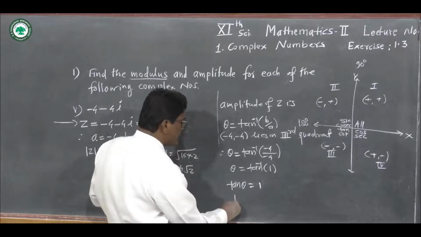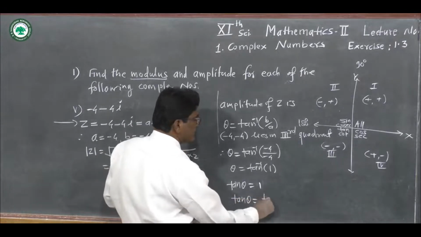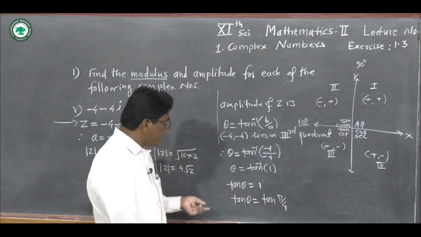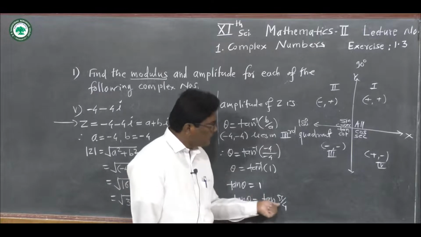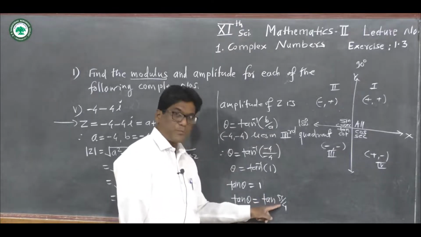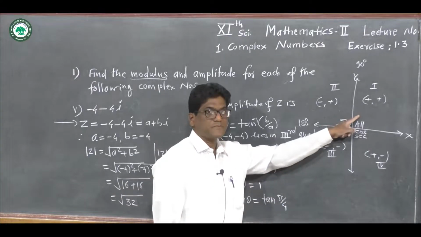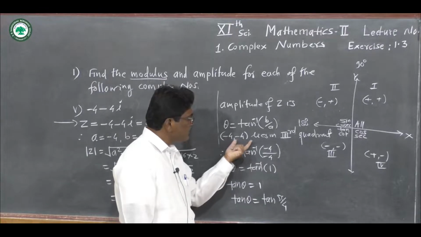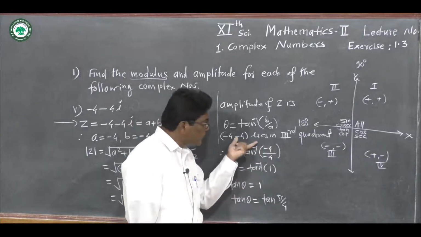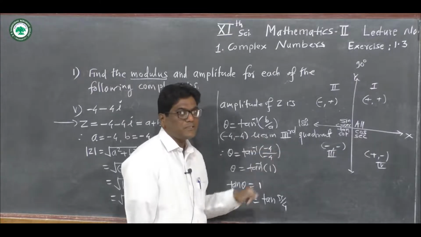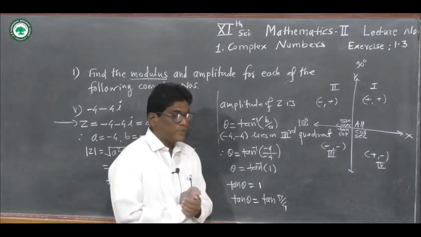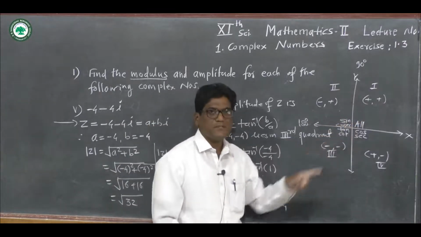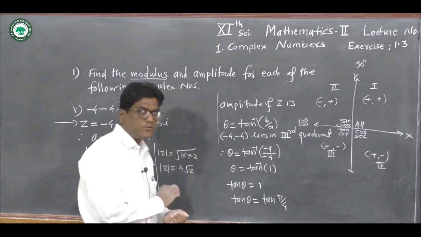So tan theta is equal to tan of 45 degree, which means pi by 4. So if we cancel tan and tan, we get theta is pi by 4, and pi by 4 means 45 degree, it lies in the first quadrant. But we have seen this point minus 4, minus 4 lies in which quadrant? Third quadrant. So the angle should be in the third quadrant. But if we cancel tan and tan, we get pi by 4 and it lies in the first quadrant. It is wrong. So how to take here?